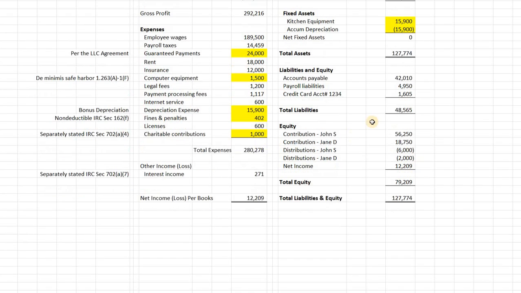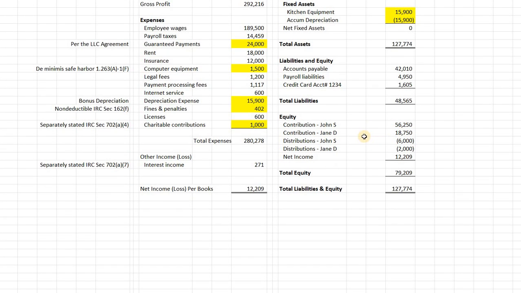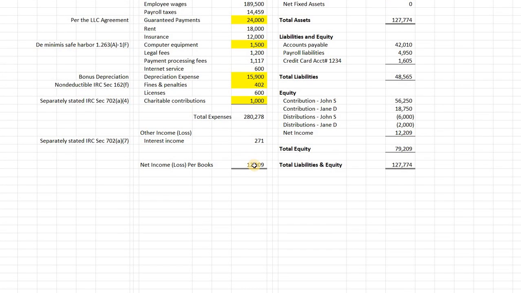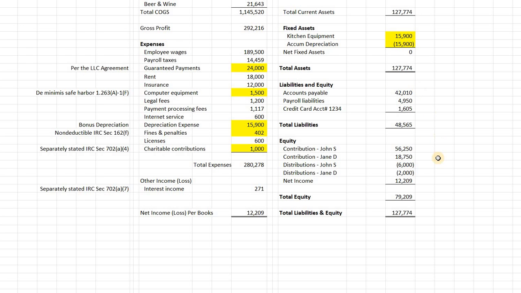In the equity section, we separately state the amount of contributions and distributions for each partner. Now, if you have a lot of partners, then you'll have a separate capital roll-forward, but maybe you won't separately state them on your financial statements. In this case, because it's just two partners, it's okay to separate them. It makes it a little easier to see the money moving in and out for the partners during the year. And then the net income number is being pulled from the net income or loss per books, right? So total liabilities and equity matches total assets.